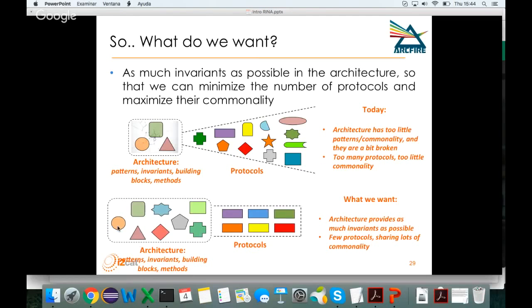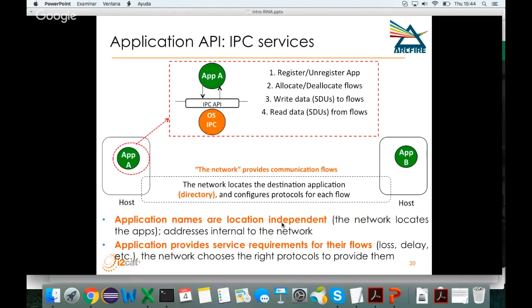An architecture with as many patterns and invariants as possible, as many building blocks as possible, and fewer protocols which match more commonality, so that you can have a set of elements that are universal and that you can mix and match to design specific protocols. With this, you would have much simpler networks because they will work much better together, and since they will be more equal, they could be easier to understand as well. So this is what we want. Then can we achieve it? Let's look at it. Let's start with the application API.